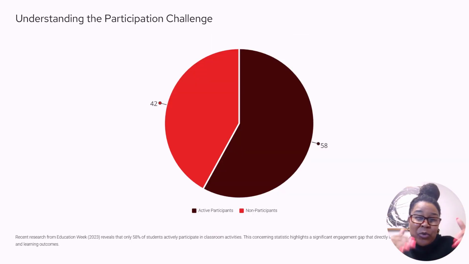You think about the things that directly impact learning outcomes, and that's participation. Really looking at the 42% of non-participants and then the 58% of active participants in the study, but really understanding and looking at your student population and seeing how they are engaging with the content.